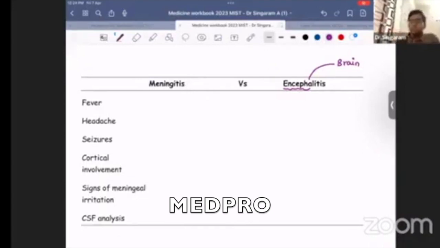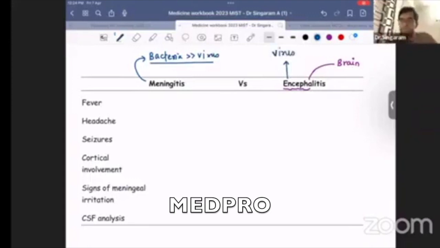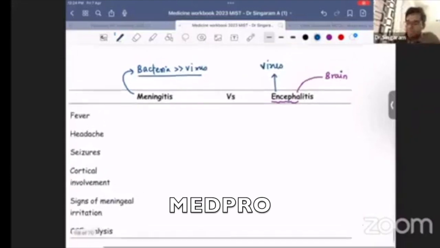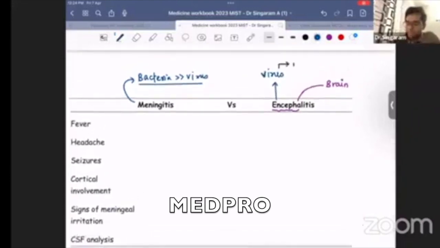First thing I will tell you is meningitis is usually caused by bacteria more than virus. Whereas encephalitis is usually caused by a virus. That is what I want you to remember, where only the brain is affected without meningitis. However, many viruses usually cause a combined picture also called meningoencephalitis.